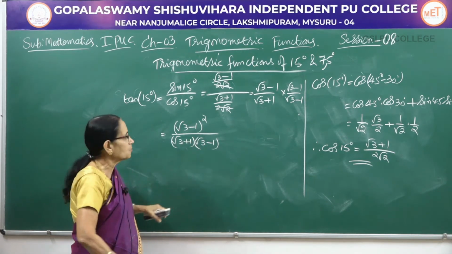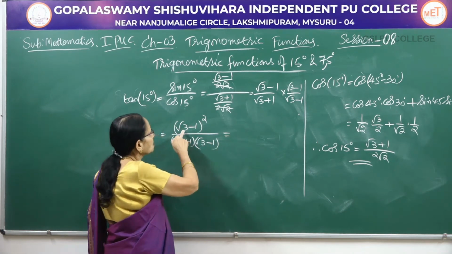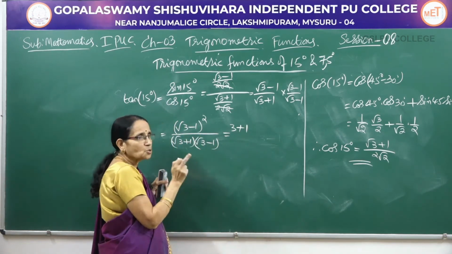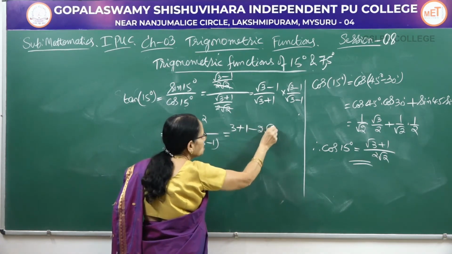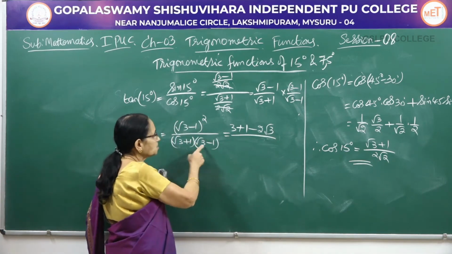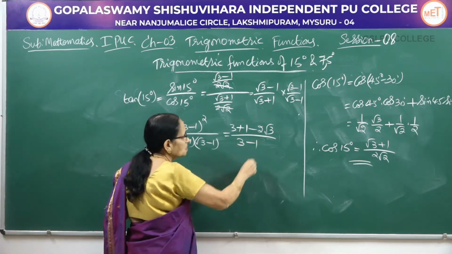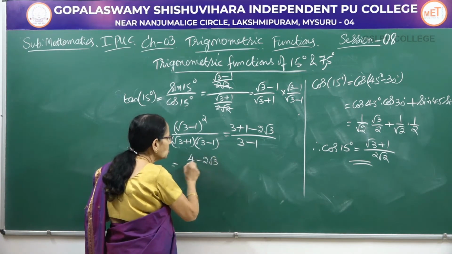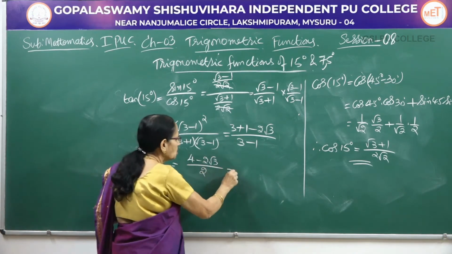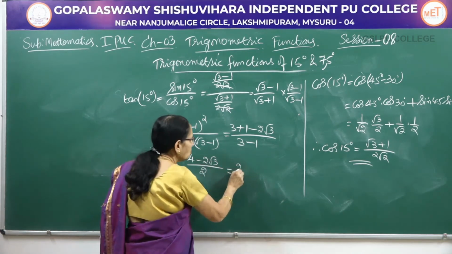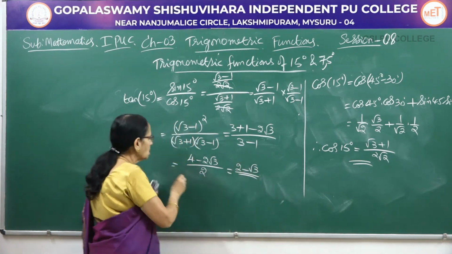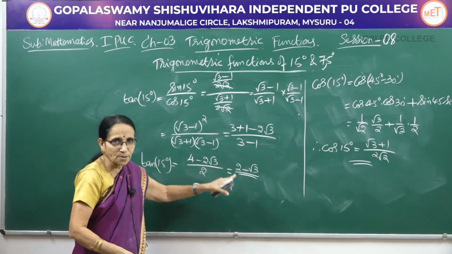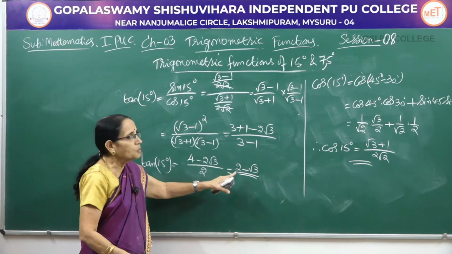So our high school algebraic formula helps us. Here a square plus b square minus 2 into a into b. So we have minus 2 root 3. Here a square means 3, b square means 1. The same type of calculation, 4 minus 2 root 3 divided by 2. So taking out 2 and cancelling, we get 2 minus root 3. So tan of 15 degrees is 2 minus root 3. See, tan of 75 was 2 plus root 3. Tan of 15 is 2 minus root 3.